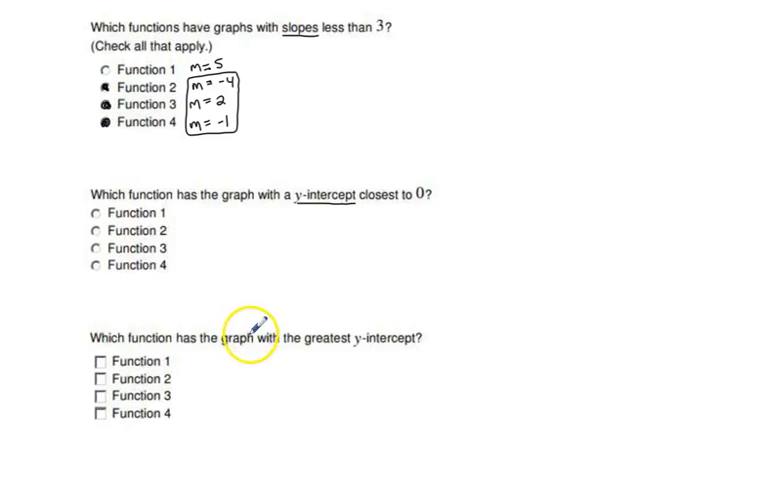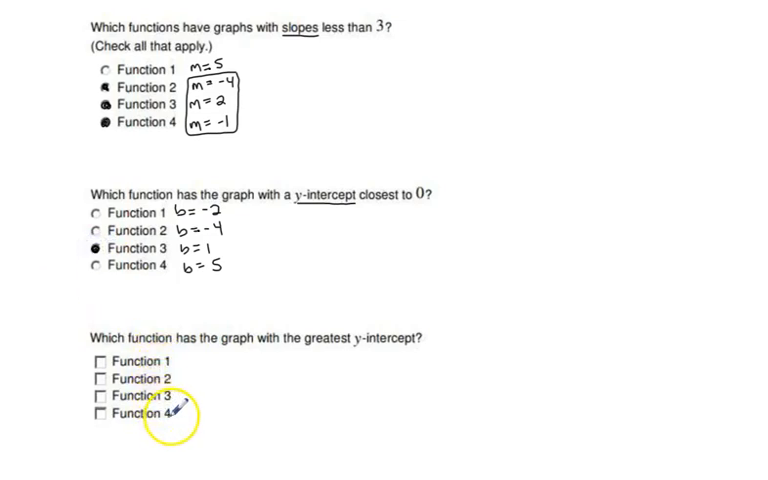Which function has a graph with a y-intercept closest to 0? So function 1 had a y-intercept of -2. Function 2 had a y-intercept of -4. Function 3 was 1. And function 4 was 5. So closest to 0, doesn't matter if it's positive or negative, we're just looking at distance on the number line. That would be function 3, because out of all of these, 1 is closest.